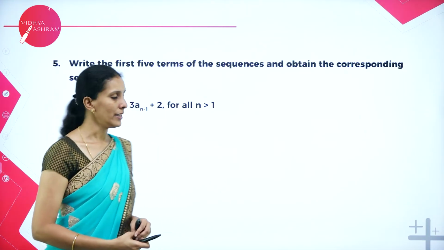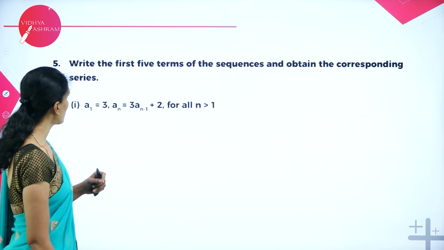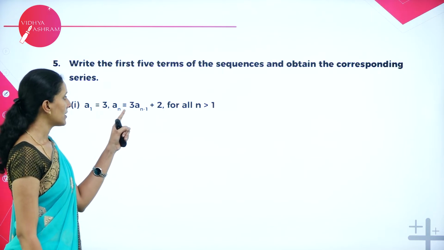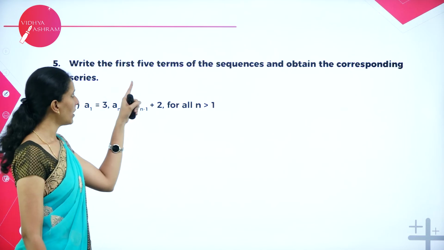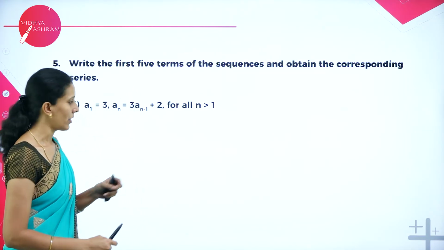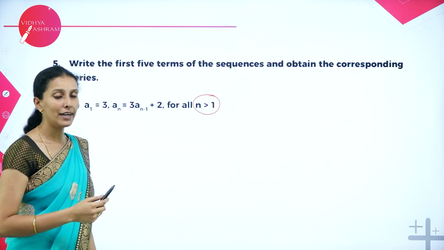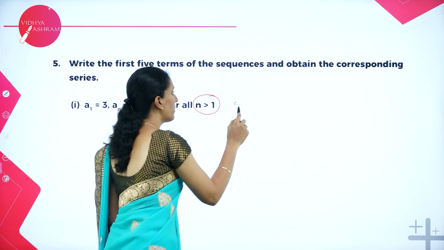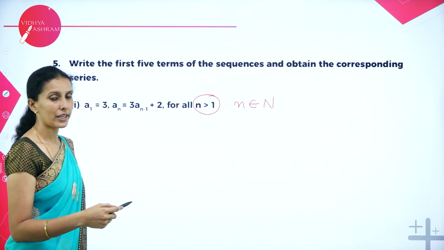The next question is, write the first 5 terms of the sequences and obtain the corresponding series. They have given a1 is equal to 3, and an is equal to 3 times an minus 1 plus 2 for all n greater than 1. We are supposed to calculate a1, a2, a3, a4, a5. So look at the condition here. You should take n greater than 1, so you can't take n is equal to 1. And remember, n belongs to the set of natural numbers, so you can take only 2, 3 like that.